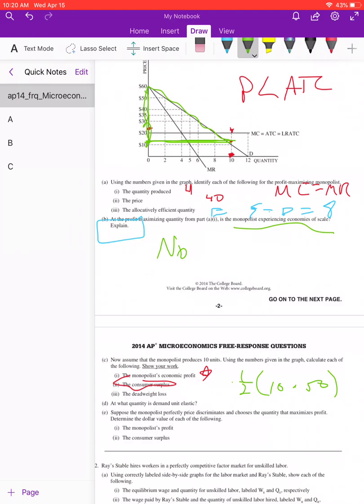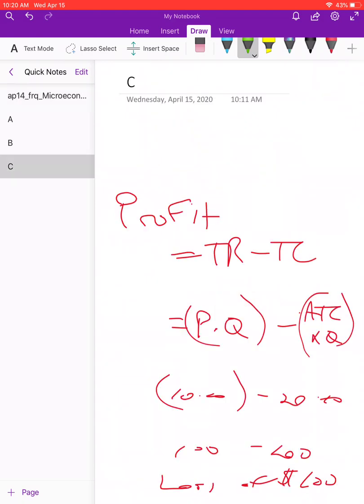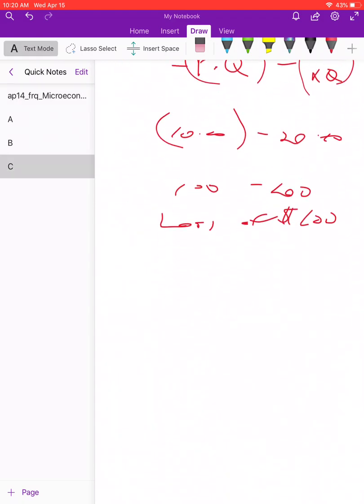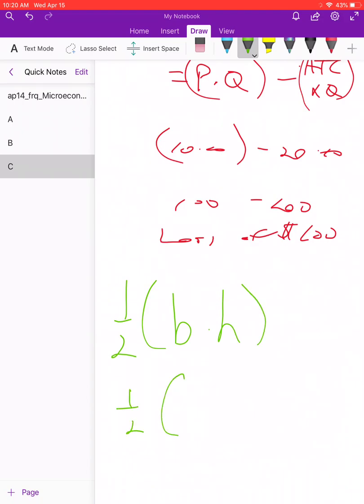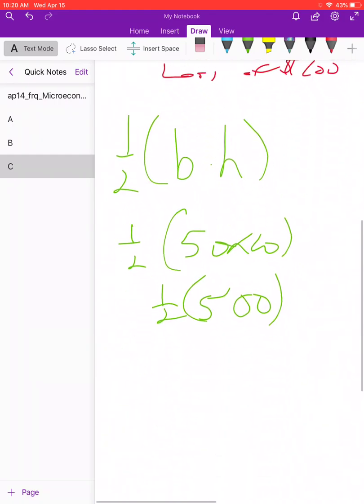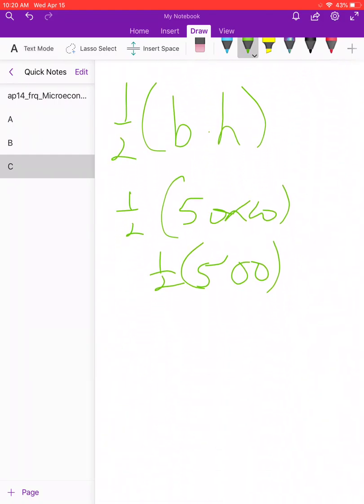So that means your answer here is supposed to be $250. That's your answer to C2. And so C2, when we're 1/2 of base times height, we said that was 1/2 of 50 times 10, so that's 1/2 of 500, and of course that equals 250. And so that's your answer to C2.